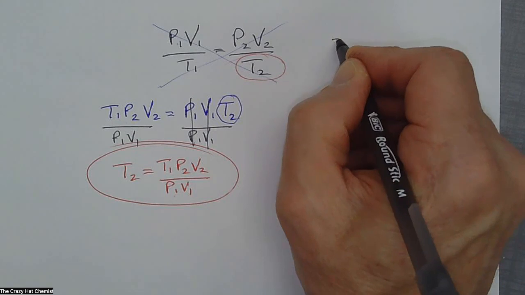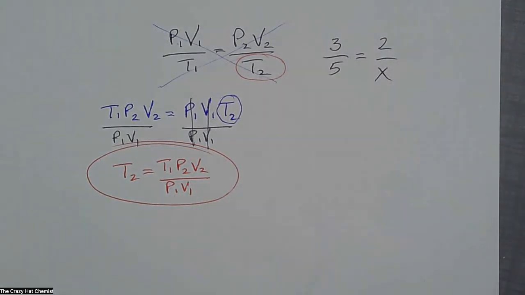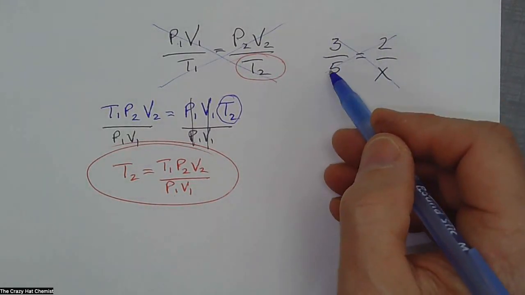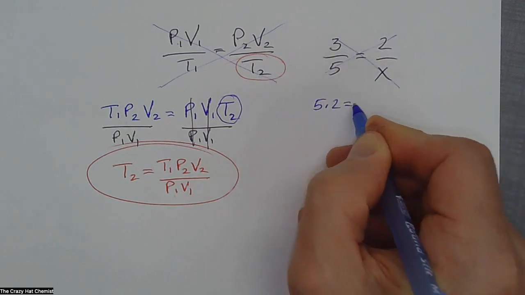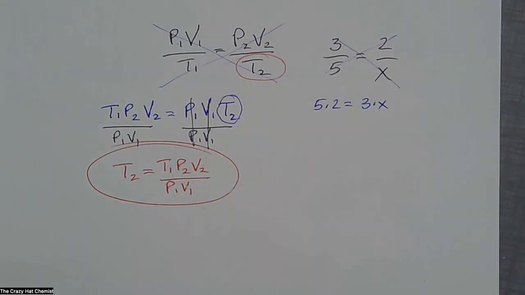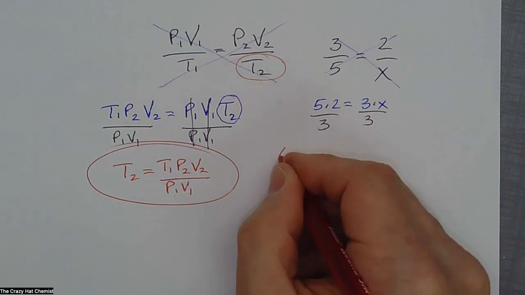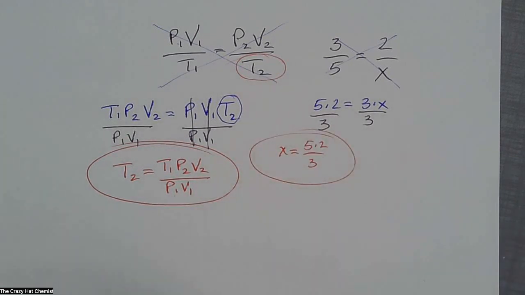If we have, let's say, 3 over 5 is equal to 2 over x. There are a couple of easy ways to solve for this. One of them is cross multiplying, like what we're doing here, and I won't multiply out the 5 and the 2. I'll just keep that separate, as 5 times 2 is equal to 3 times x. And then we divide both sides by 3, and we get x is equal to 5 times 2 over 3. And then that's 10/3, right?